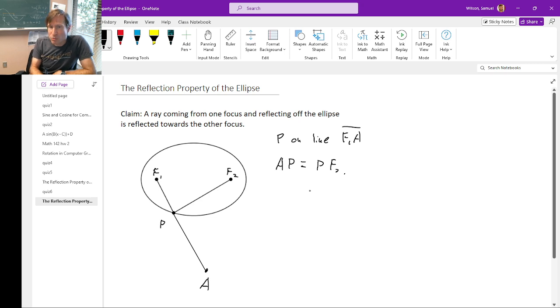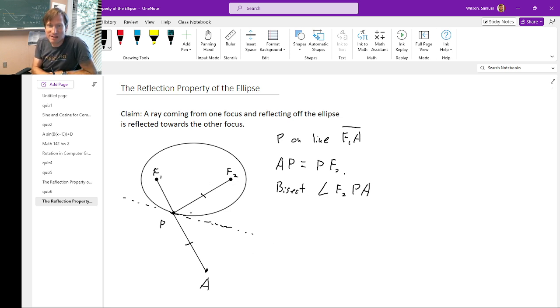Okay, the next thing we're going to do is bisect the angle F2 to P to A. So when we bisect that angle, we get this line here. So we know that this length from P to F2 is equal to this length P to A. Because we have bisected this angle from F2 to P to A, that means this angle here to the bisector is equal to this one below the bisector because it's a bisector.